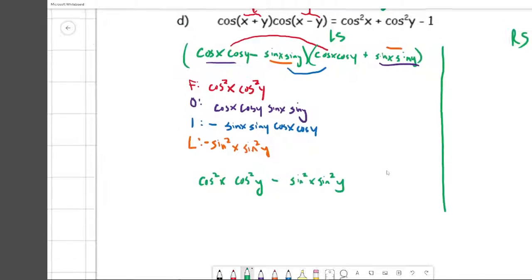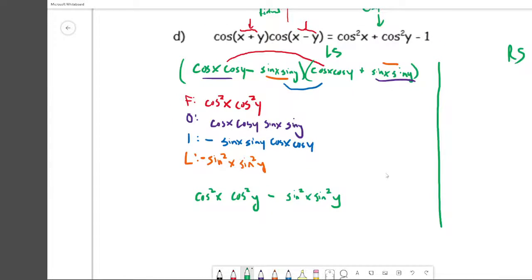Now I'm thinking a couple of things we could try. One of the things we could try is we could notice that this is a difference of squares, right? This is something squared, take away something squared. Not sure if that's actually going to help us get to where we want to go at the end of the day, though.